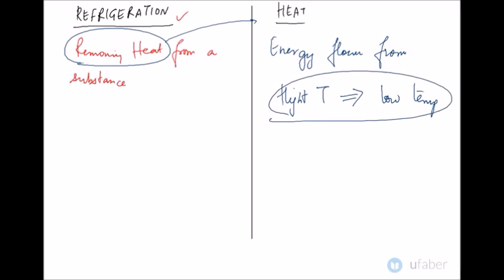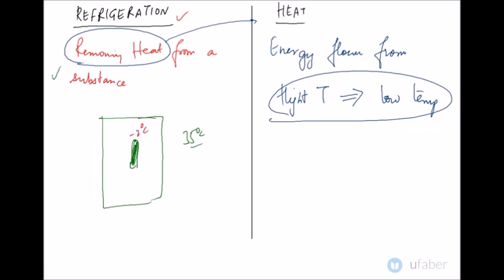Now what is happening in refrigeration is that the substance, let us take this as a refrigerator, and this is the body which we need to cool down. The outside temperature may be 35 degrees Celsius, the ambient temperature, but this substance is, let us say, minus 2 degrees Celsius.